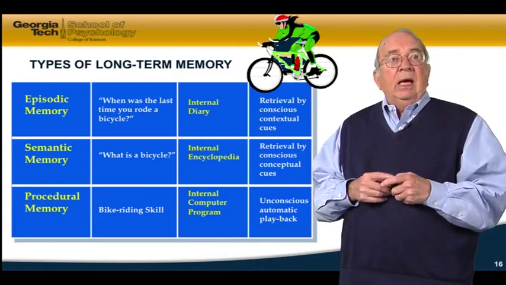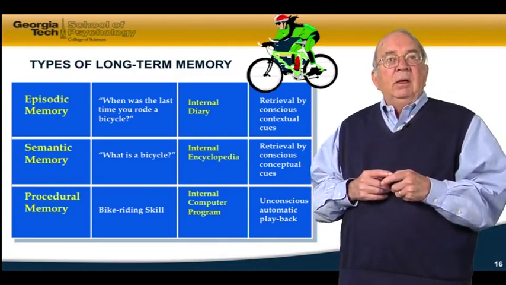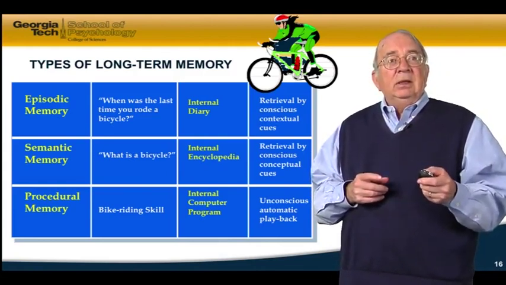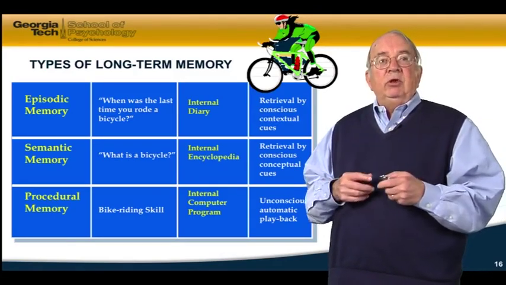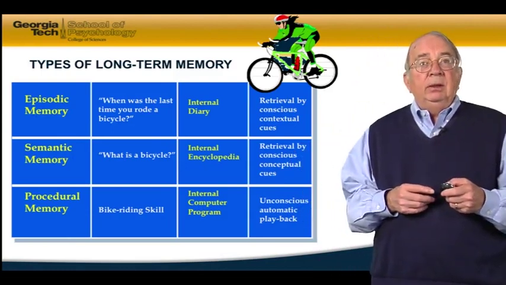Episodic memory, conscious awareness from our past. Semantic memory, world knowledge, conscious awareness. And procedural memory, unconscious ability to do something.